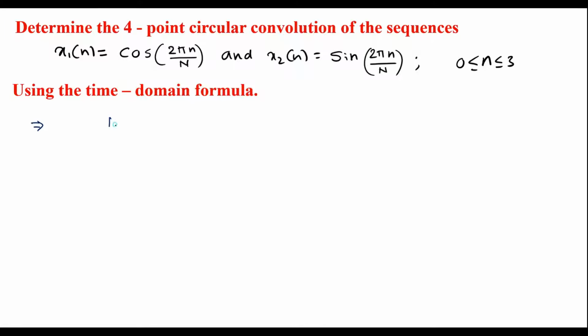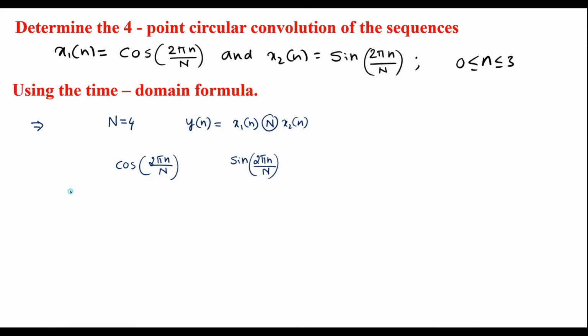So here we can observe that N value is equal to 4. As we know, the convolution between x1 of n and x2 of n can be represented as y of n is equal to x1 of n convolution x2 of n. So first we'll try to simplify this x1 of n and x2 of n for different values of n. That is, here x1 of n is nothing but cos 2 pi n by N, and we have sin 2 pi n by N.